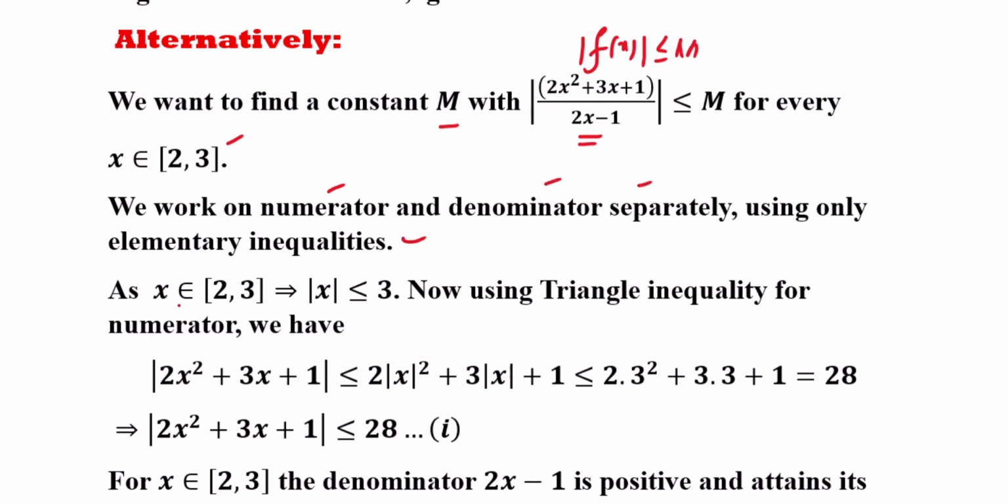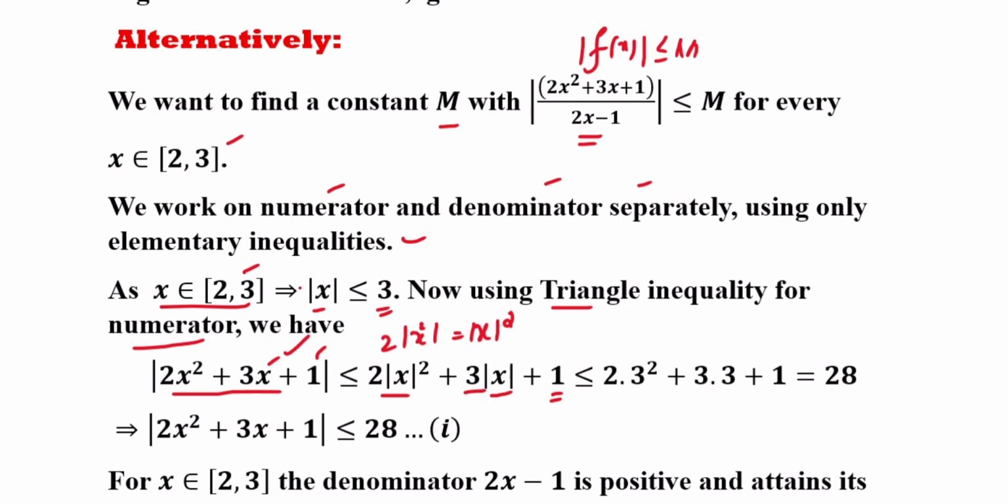As x lies in this interval, the absolute value of x is always less than or equal to 3, because the larger number in this interval is 3. Now using the triangle inequality for the numerator, 2x squared plus 3x plus 1, I can split it into three terms: 2 times the absolute value of x squared, but the absolute value of x squared is equal to the square of the absolute value of x, so this is the first term, plus 3 times the absolute value of x, plus the constant 1.